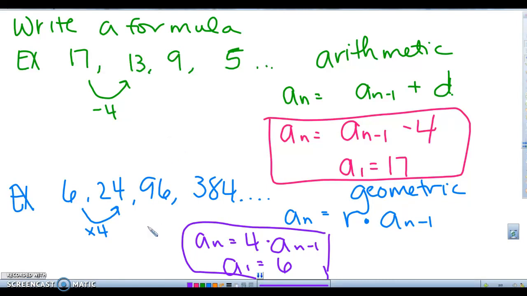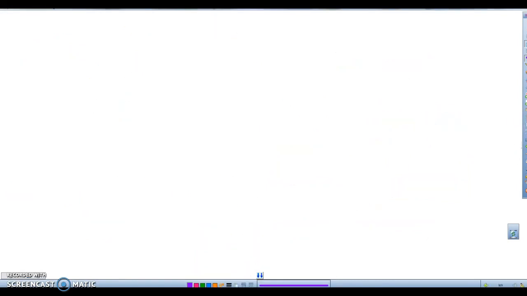Whether or not that happens, we can use recursive formulas, but we can also use explicit formulas, and we'll kind of look at the difference.